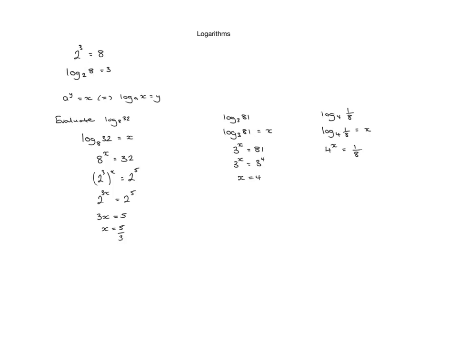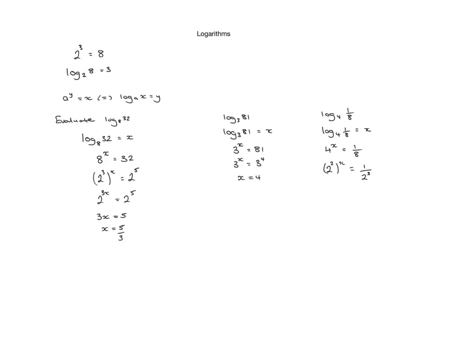Again, what we now have to do is use our index laws to solve this index equation. We need the same base, and you can see what we have is 4 to the x is equal to 1 over 8. The bases are not the same, so we're going to try and get everything in the same base, and the base that we're going to use is base 2. So we can write 4 as 2 squared, all to the power of x, and we can write 1 over 8 as 1 over 2 cubed.